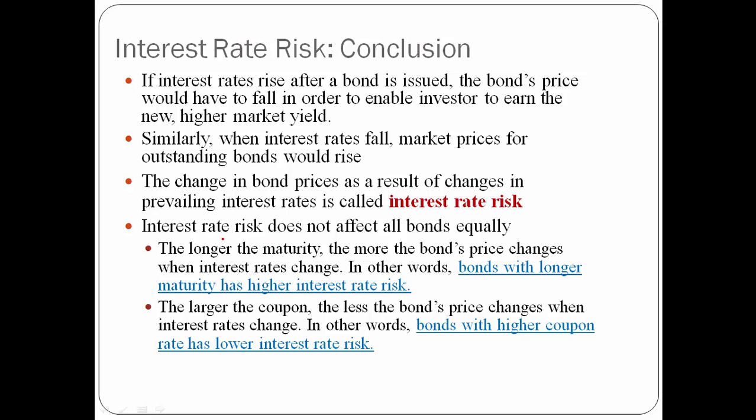Now, interest rate risk does not affect all bonds equally. So what kind of bonds have higher interest rate risk, or say will be more affected? Generally, bonds with longer maturity, or the bonds with lower coupon rate. So here we say bonds with higher coupon rate have lower interest rate risk, and bonds with lower or zero coupon rate have higher interest rate risk.